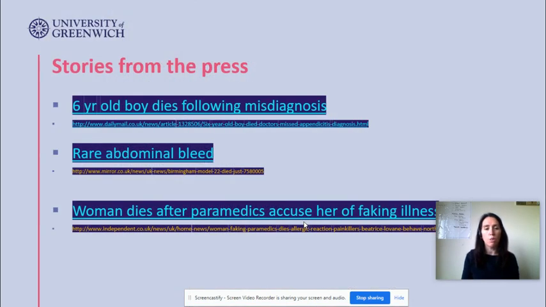I do have some horror stories about people from ambulance service missing dreadful things and patients ending up really seriously ill, really seriously unwell, or even fatalities. So please, please, please take abdominal pain seriously. Please look into the conditions that can cause it, and please do your homework.